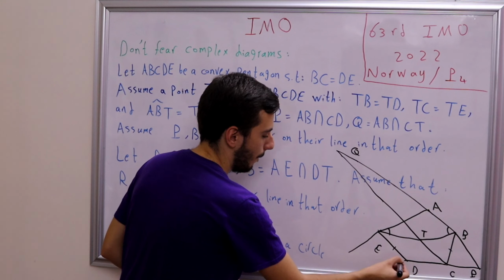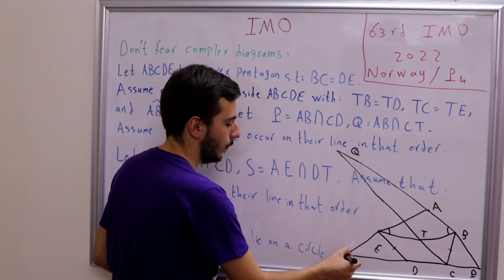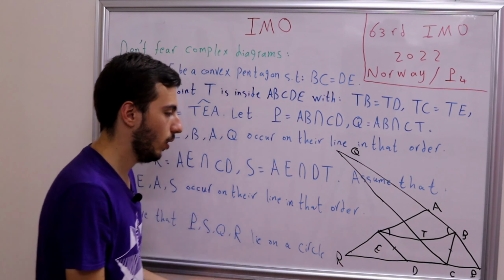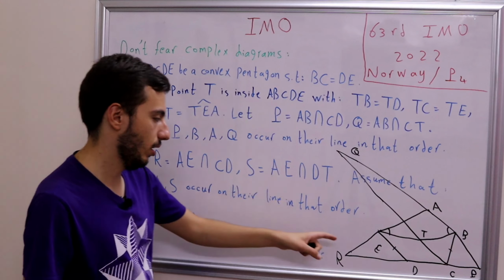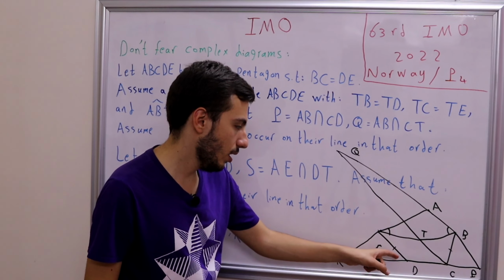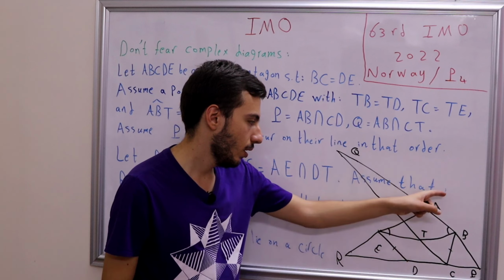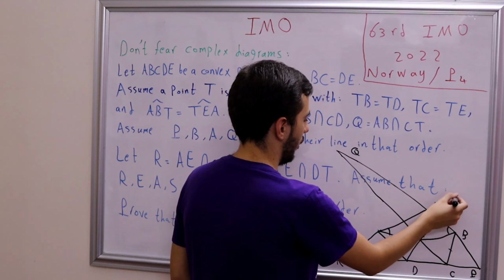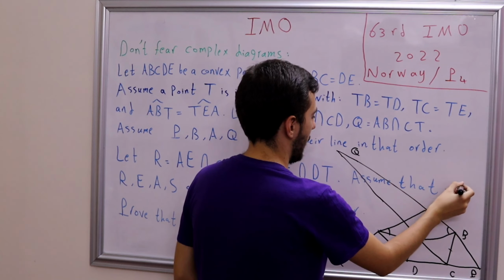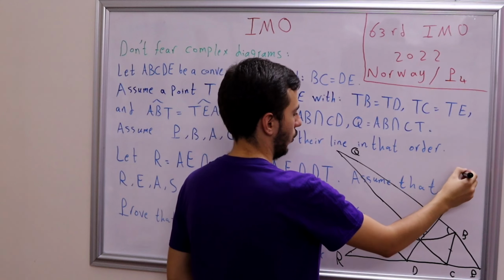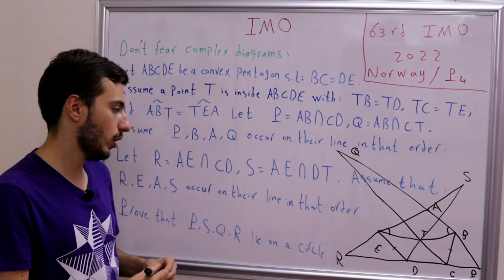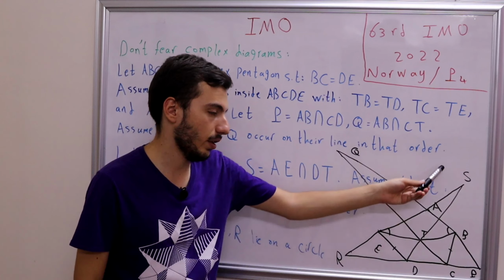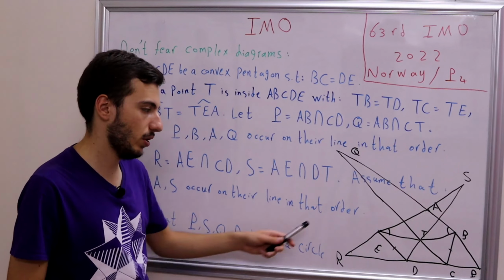That's easy. So this is point R. Next, we need to have point S as the intersection of AE and DT. Somewhere here maybe. All right, perfect. So that's our point S. Now we just need to check the order of these points: R, E, A, S. Perfect. So everything now is correct in this diagram.